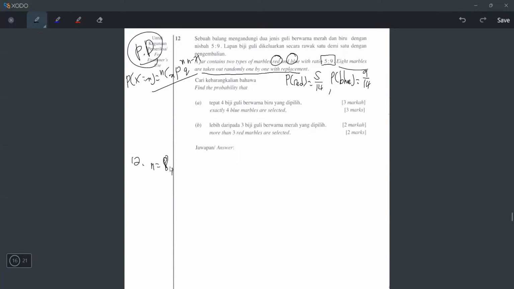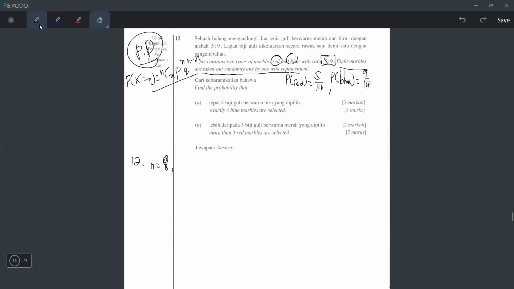So what are the possibilities? Maybe all the 8 you take out are all red. Is it possible? It's possible, because this 5 is just a ratio, so you never know the actual number of red marbles inside. It could be like 10 red marbles and 18 blue marbles. So it's possible that all 8 marbles taken out are red, or all blue, or maybe 5 red, 3 blue, or 7 red, 1 blue. These are all the possibilities. So 8 marbles are taken out randomly one by one with replacement, and so n equals 8.